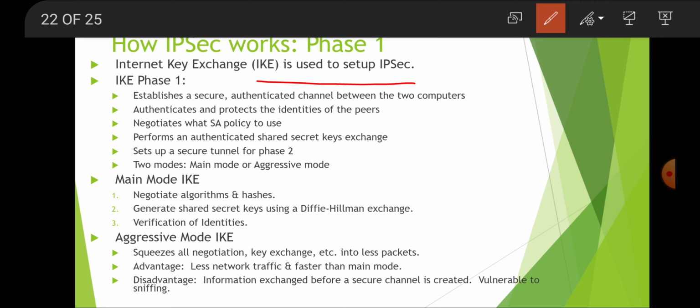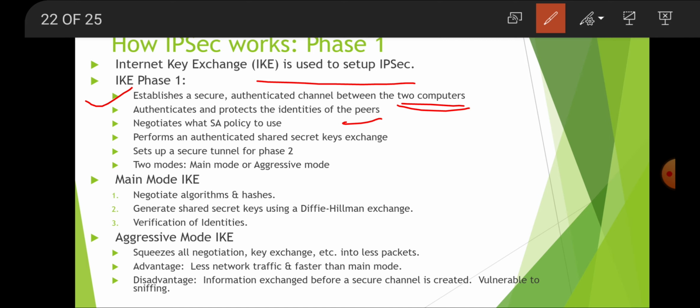First, establish a secure authenticated channel between two computers. This is very important. First, provide a secure and authenticated channel between A and B, that is your two PCs. Then authentication and protection of the identities of the peers, meaning the two destinations should not know each other's authentication details.